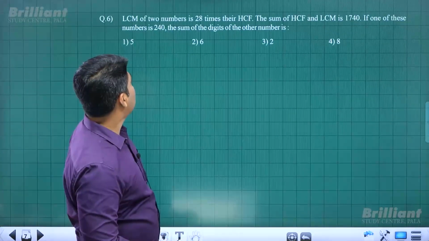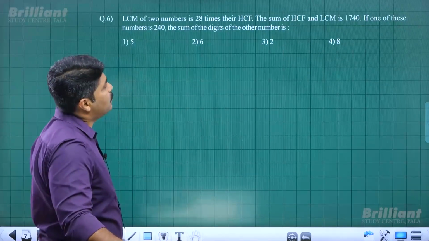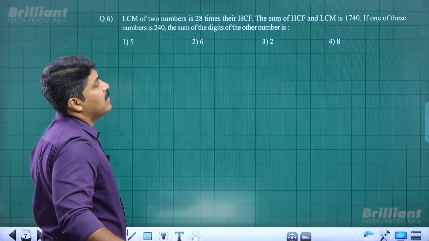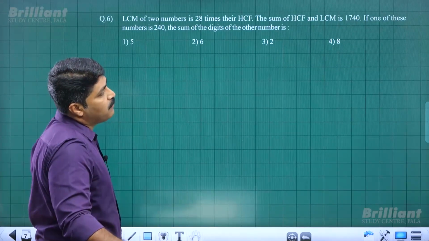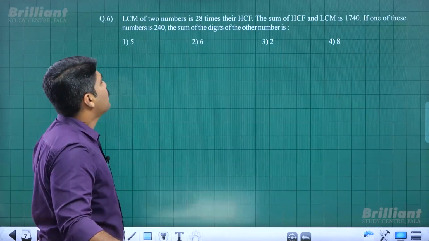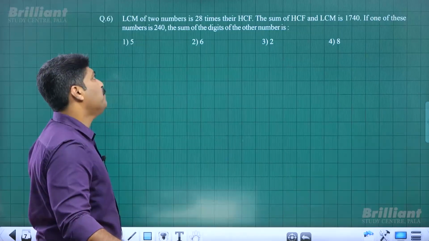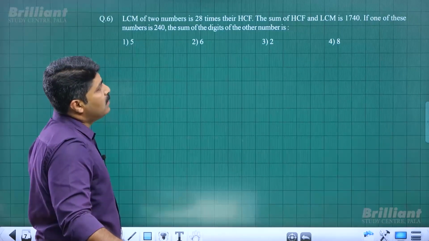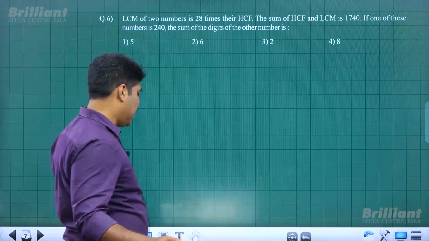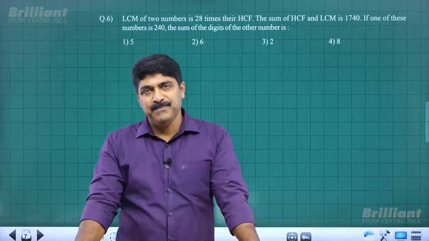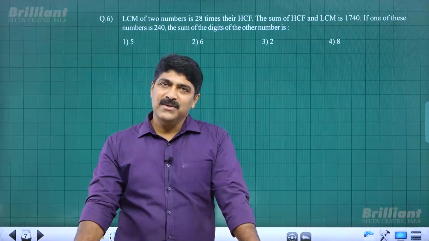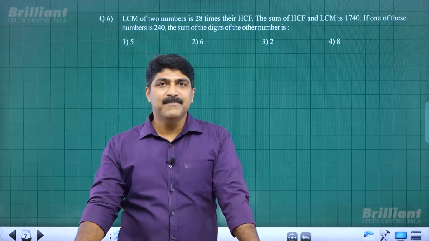And the next question: LCM of two numbers is 28 times their HCF. The sum of HCF and LCM is 1740. If one of these numbers is 240, the sum of the digits of the other number is. That's a very interesting number system based question. There are lots of tricky questions you can explore from the topic numbers.